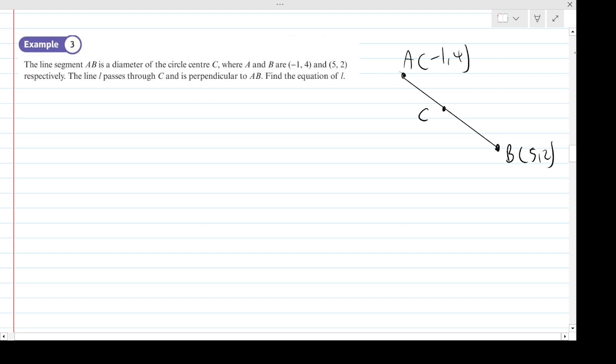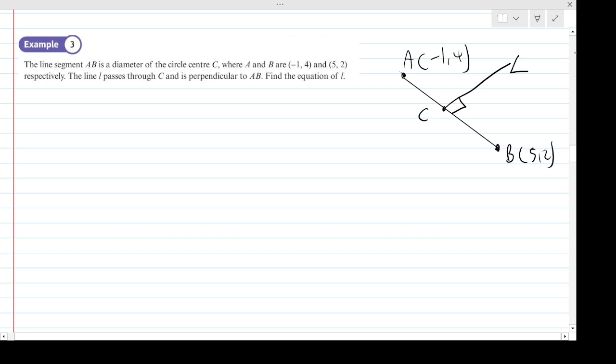Now, it says the line L passes through C, so again, the centre or the middle, and is perpendicular to AB. Okay, so if it passes through the line and it's perpendicular, it's going to be at a right angle to the line there. So when it meets the centre, it's going to be at a right angle. Okay, there we are. But I'll just leave that there then. So that's the line L. Right, yeah, so that's what we're dealing with.